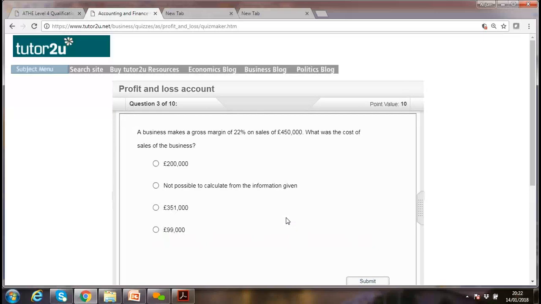Okay. A company makes a gross profit of 22% of the sales. What is the cost of sales? If my gross profit is 22 out of 100, then 78% will be my cost of sales. What will be 78% of 450,000? Which figure is correct? A, B, C, or D?